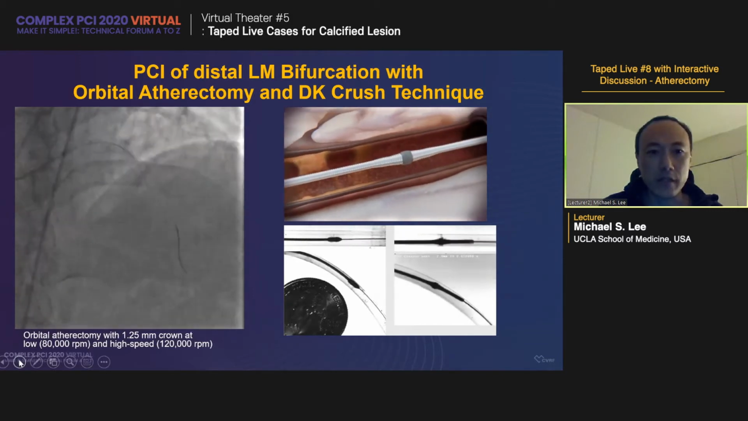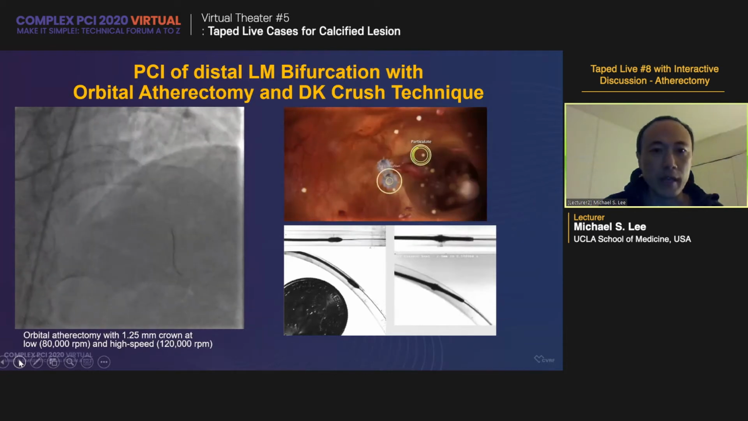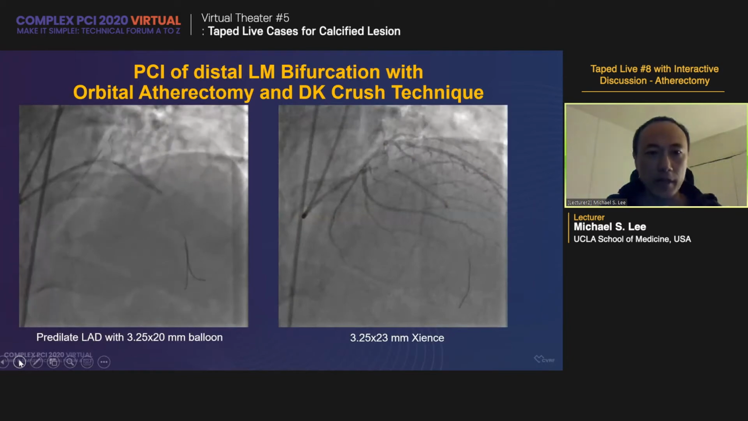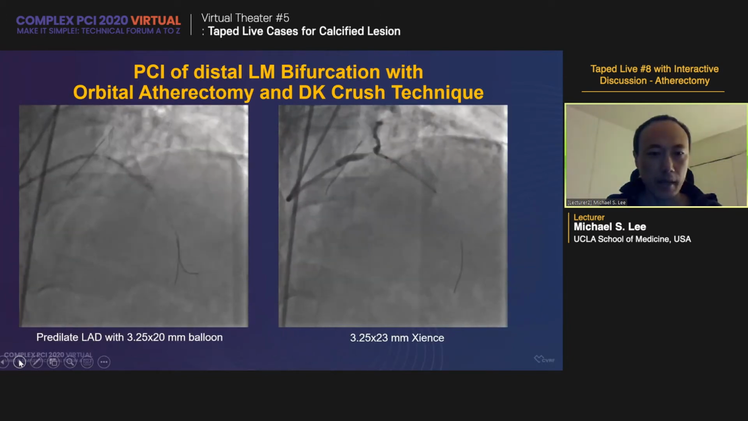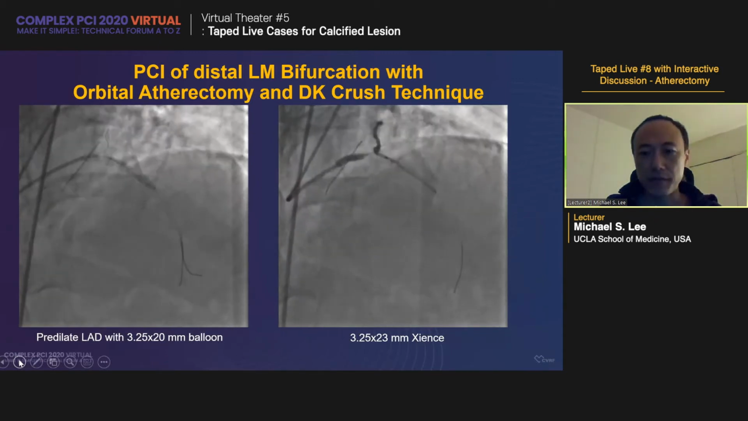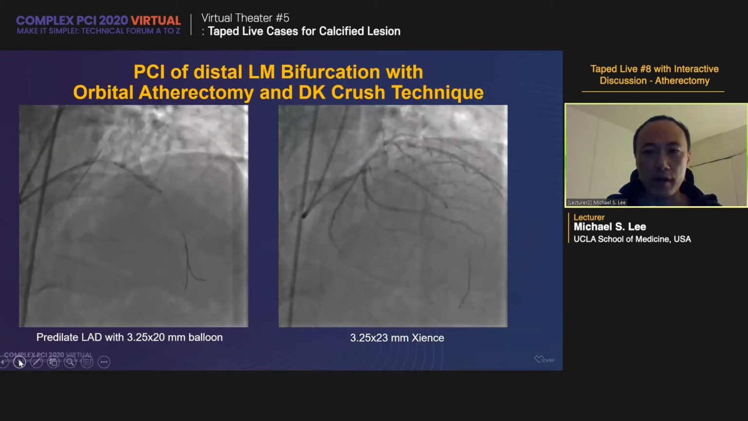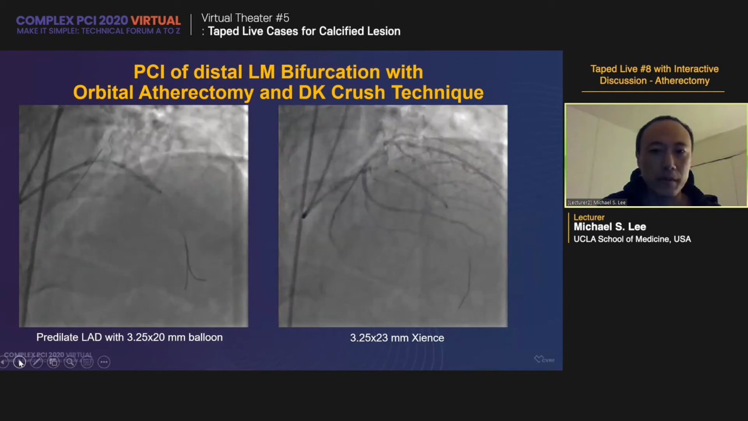After several passes, we did develop some degree of hemodynamic instability. So we gave 100 mics of phenylephrine, and that restored the blood pressure. So we pre-dilated the LAD with a 3.25 millimeter balloon. A wire was also passed in the left circumflex. And then we wanted to address the LAD prior to addressing the distal left main. So this is a 3.25 by 23 millimeter Xience stent.